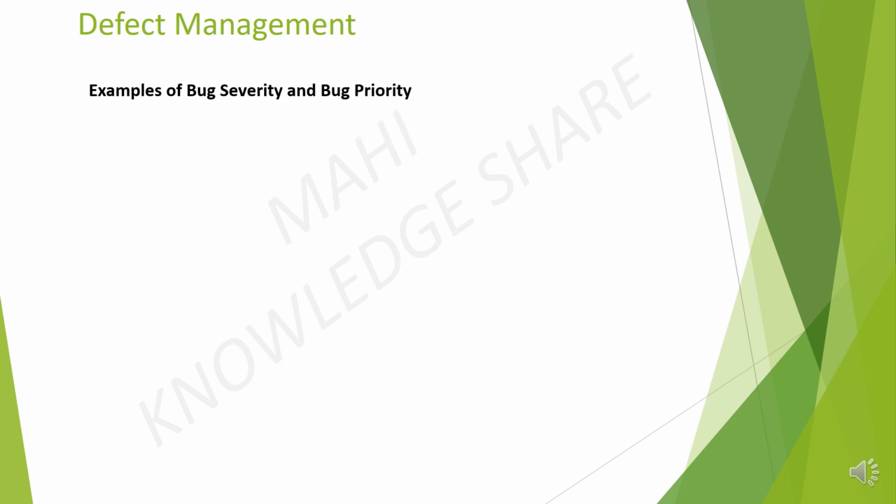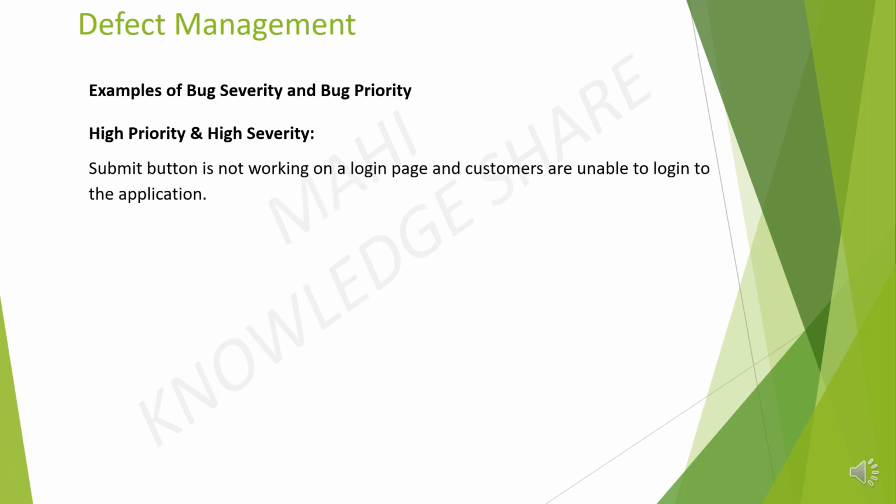Examples for bug severity and bug priority. First one is high priority and high severity. Submit button is not working on a login page and customers are unable to log in to the application. The second example is for high priority and low severity. FAQ page takes long time to load.